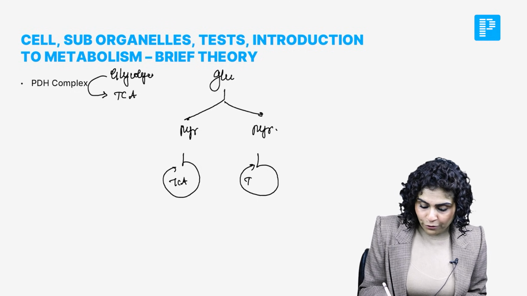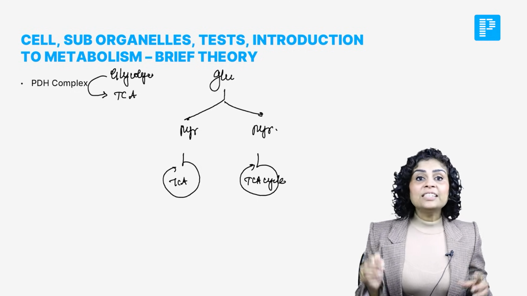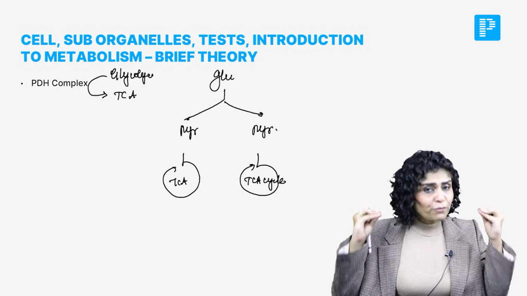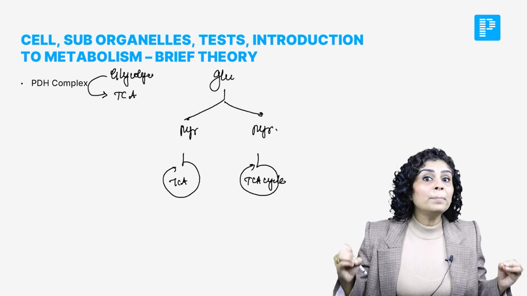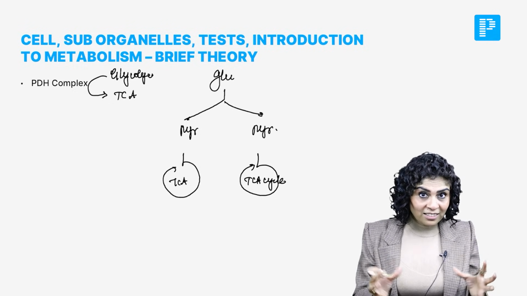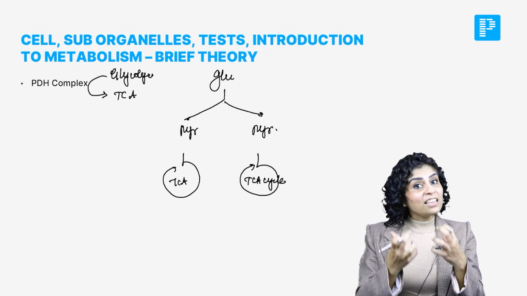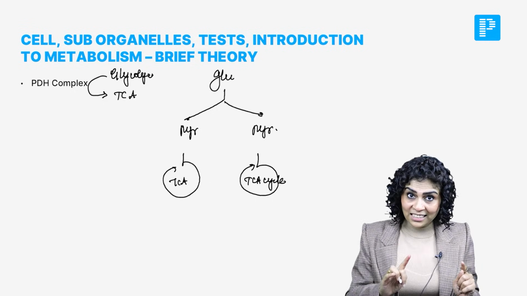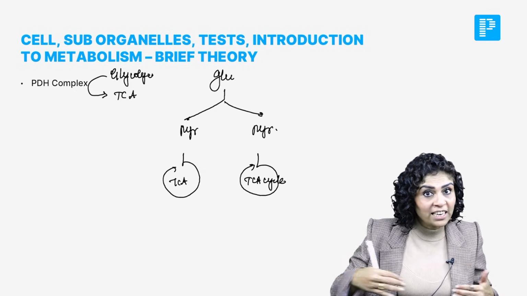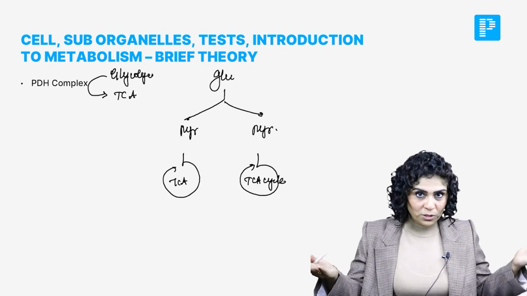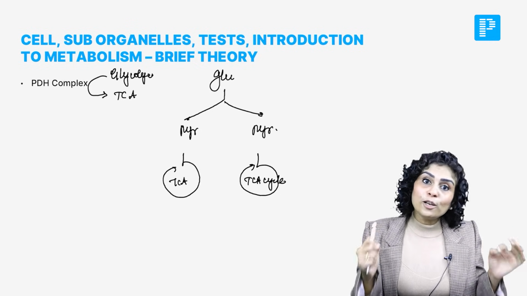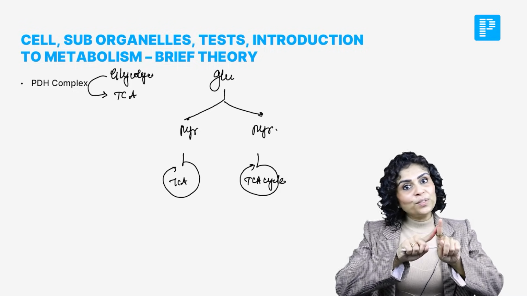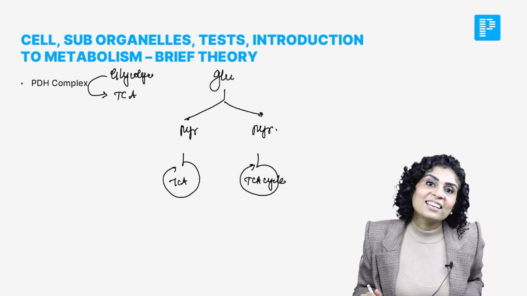Because what is the function of citric acid cycle? Citric acid cycle is the final oxidative pathway through which every fuel in your body gets oxidized and is released as carbon dioxide, which can be exhaled out. For example, how is glucose oxidized? Glucose becomes pyruvate. Pyruvate should then enter into citric acid cycle.